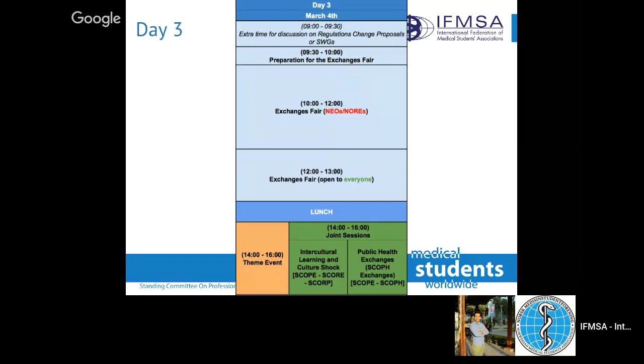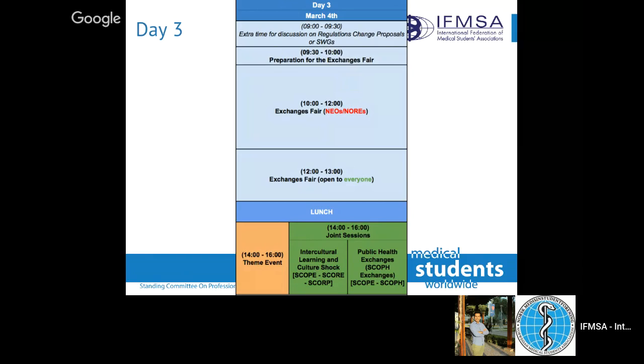But at 9:30, the preparation for the Exchanges Fair will start. So SCOPE and SCORE IT will prepare the room, of course, and will organize everything. But you have to be ready because that is the biggest moment of the GA, and in general, it's probably the most exciting moment for a SCOPE addict in general.